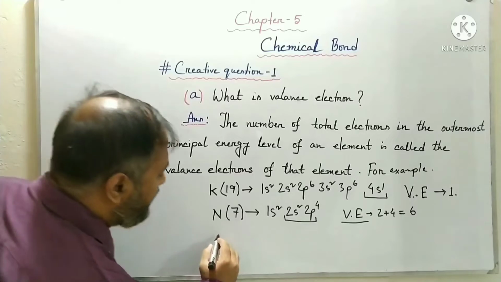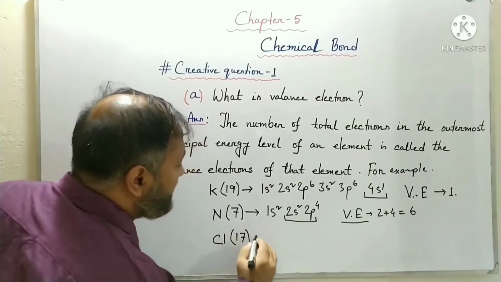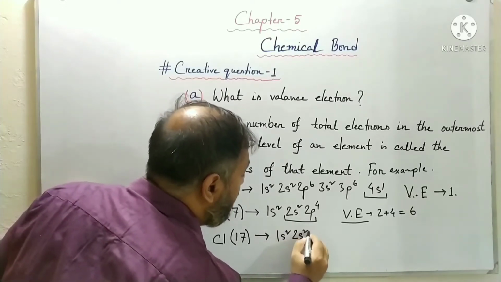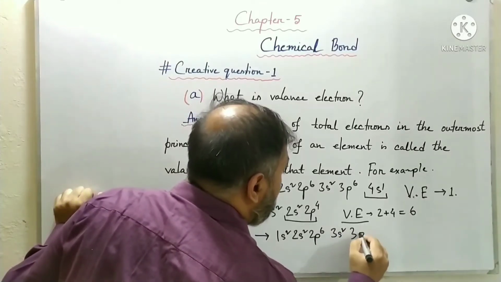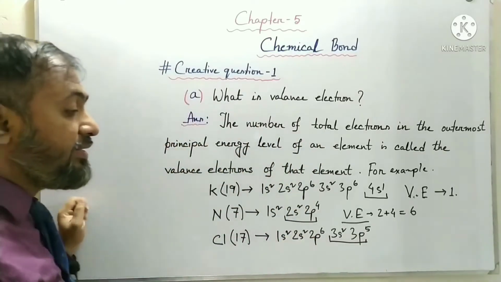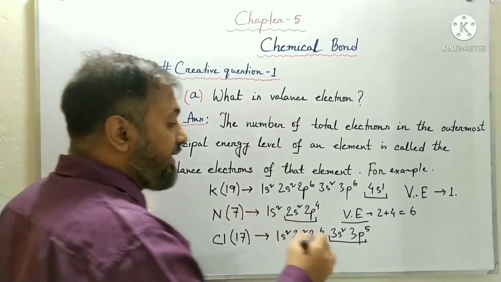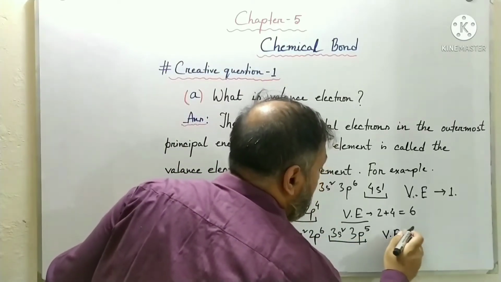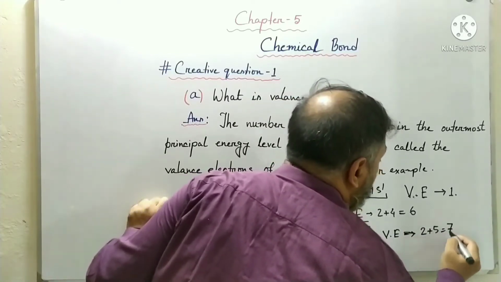In a similar way, I would like to show another example, which is chlorine. The total number of electrons present in chlorine is 17. So when you go through the electronic configuration of chlorine, we will find out 1s2, 2s2, 2p6, 3s2 and 3p5. So the outermost principal energy shell in case of chlorine is 3, and the total number of electrons present in that energy shell is 2 plus 5, that means 7.